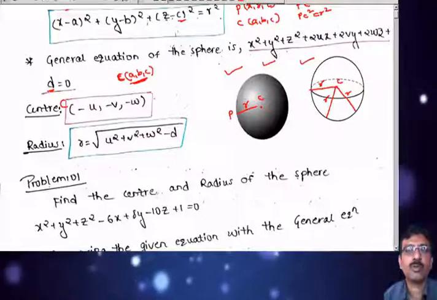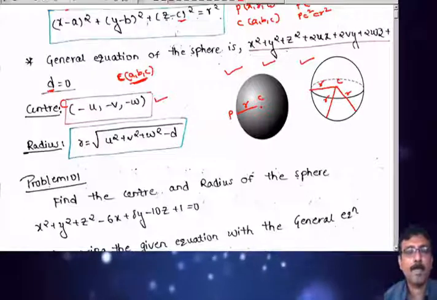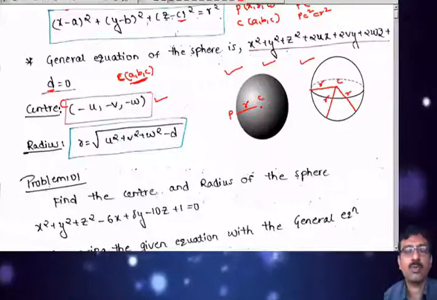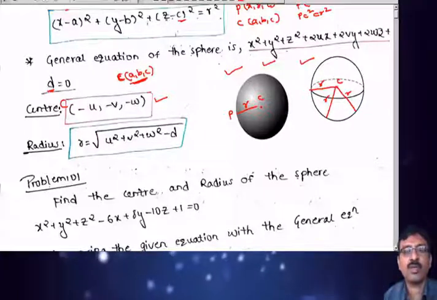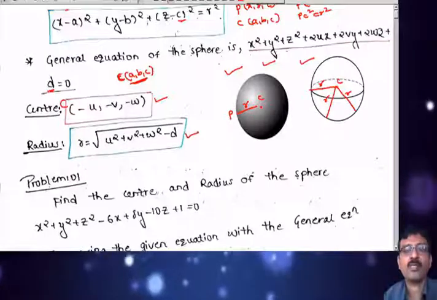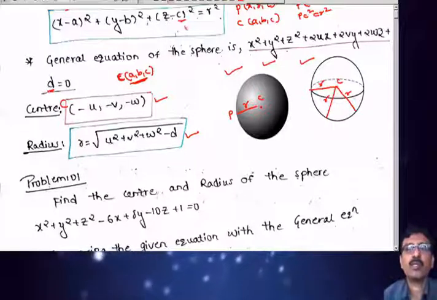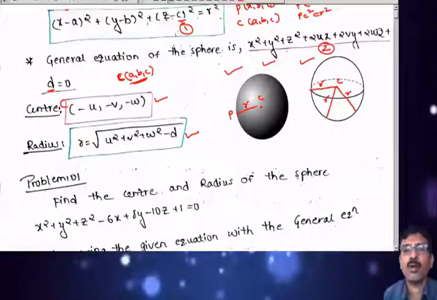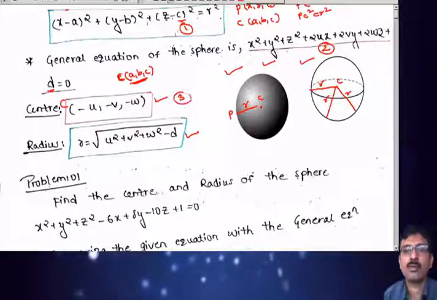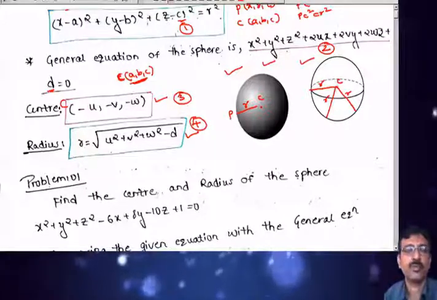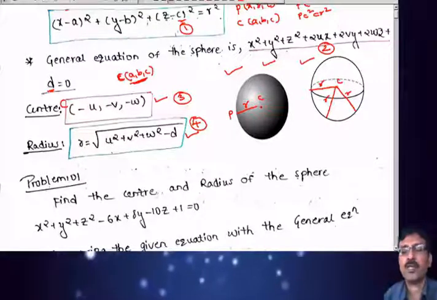So we have to memorize this also. And the radius is the square root of u square plus v square plus w square minus d. This is the formula for radius. We have to memorize the first one, the second formula, the third one, and the fourth one. So we have to practice these four formulas.